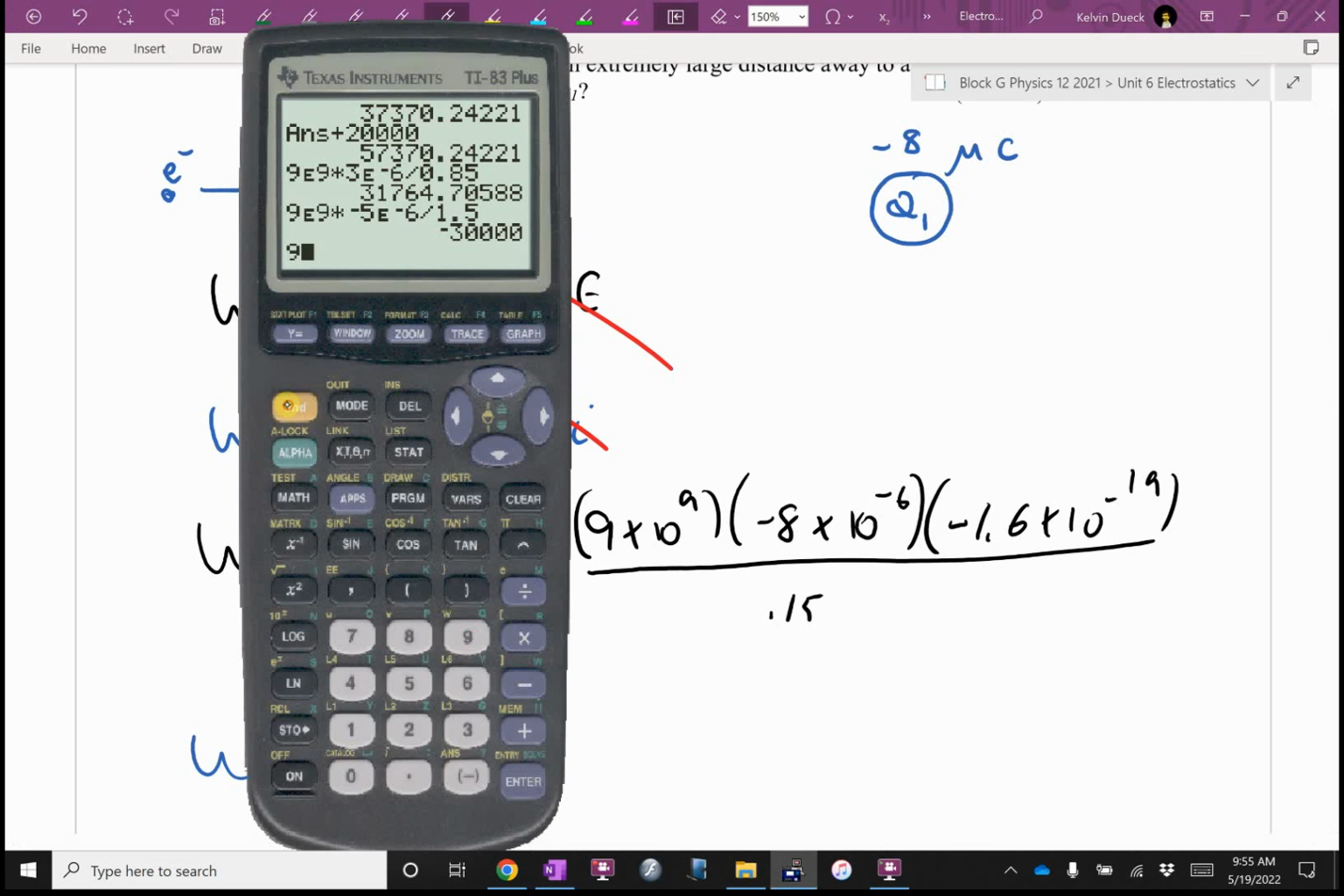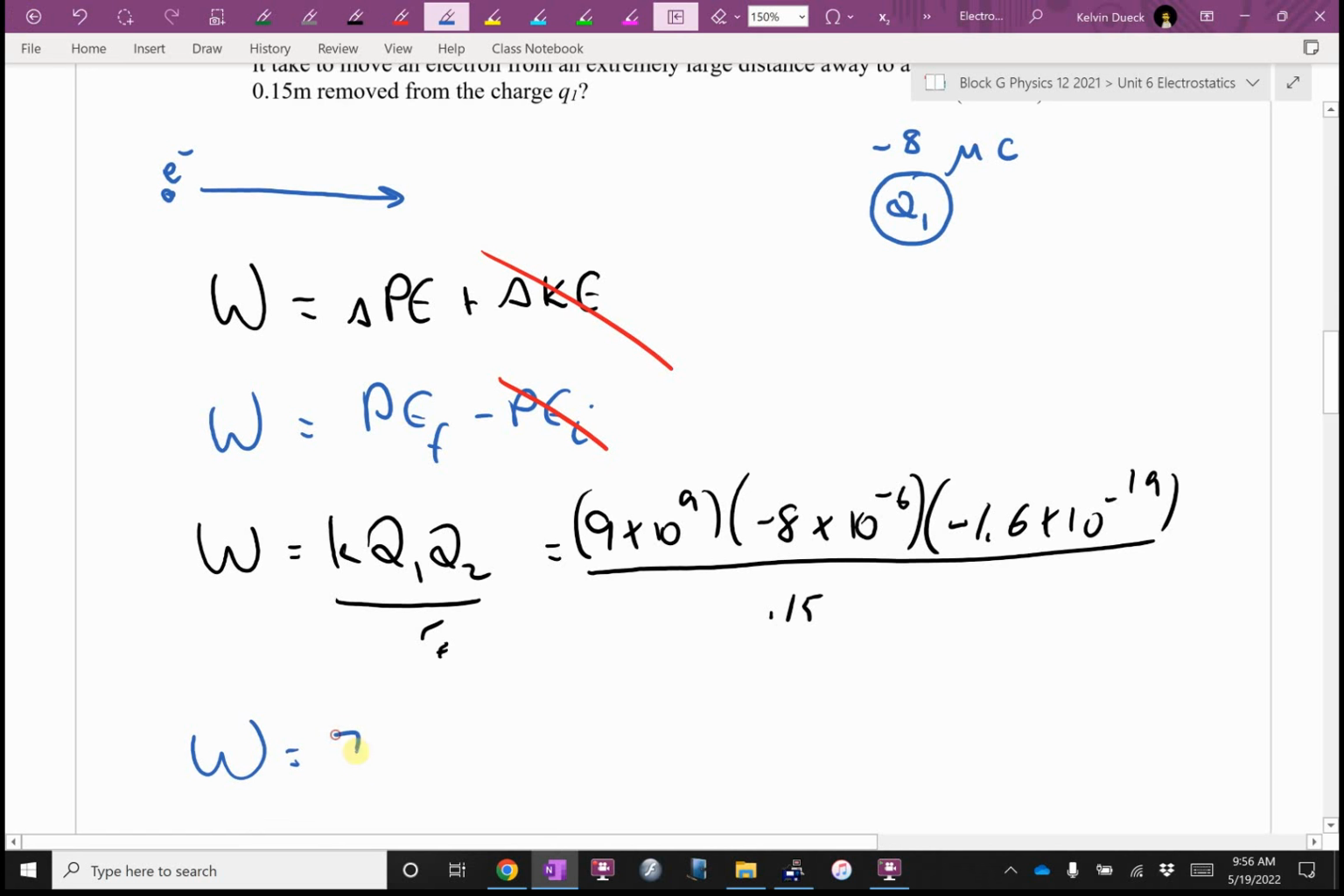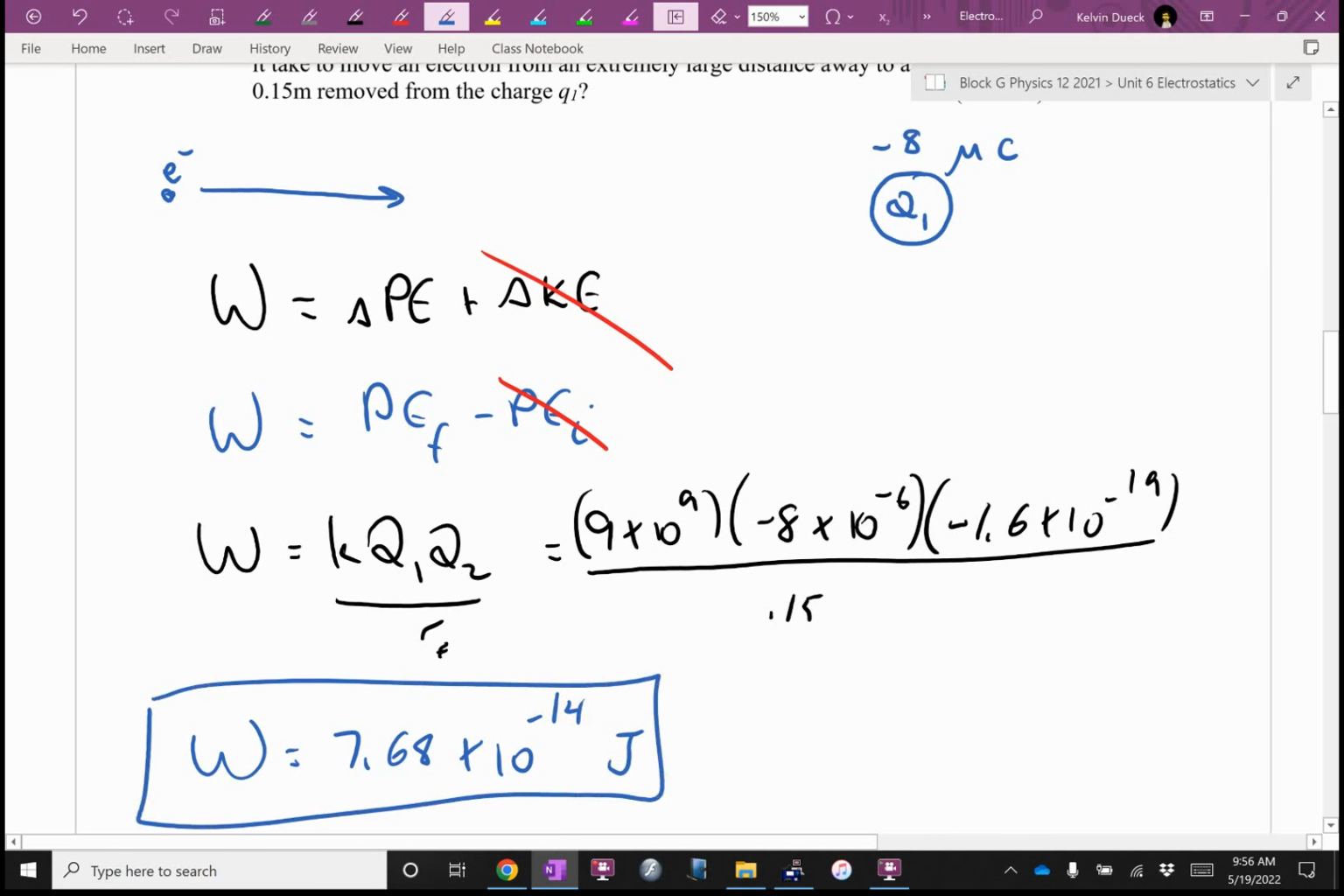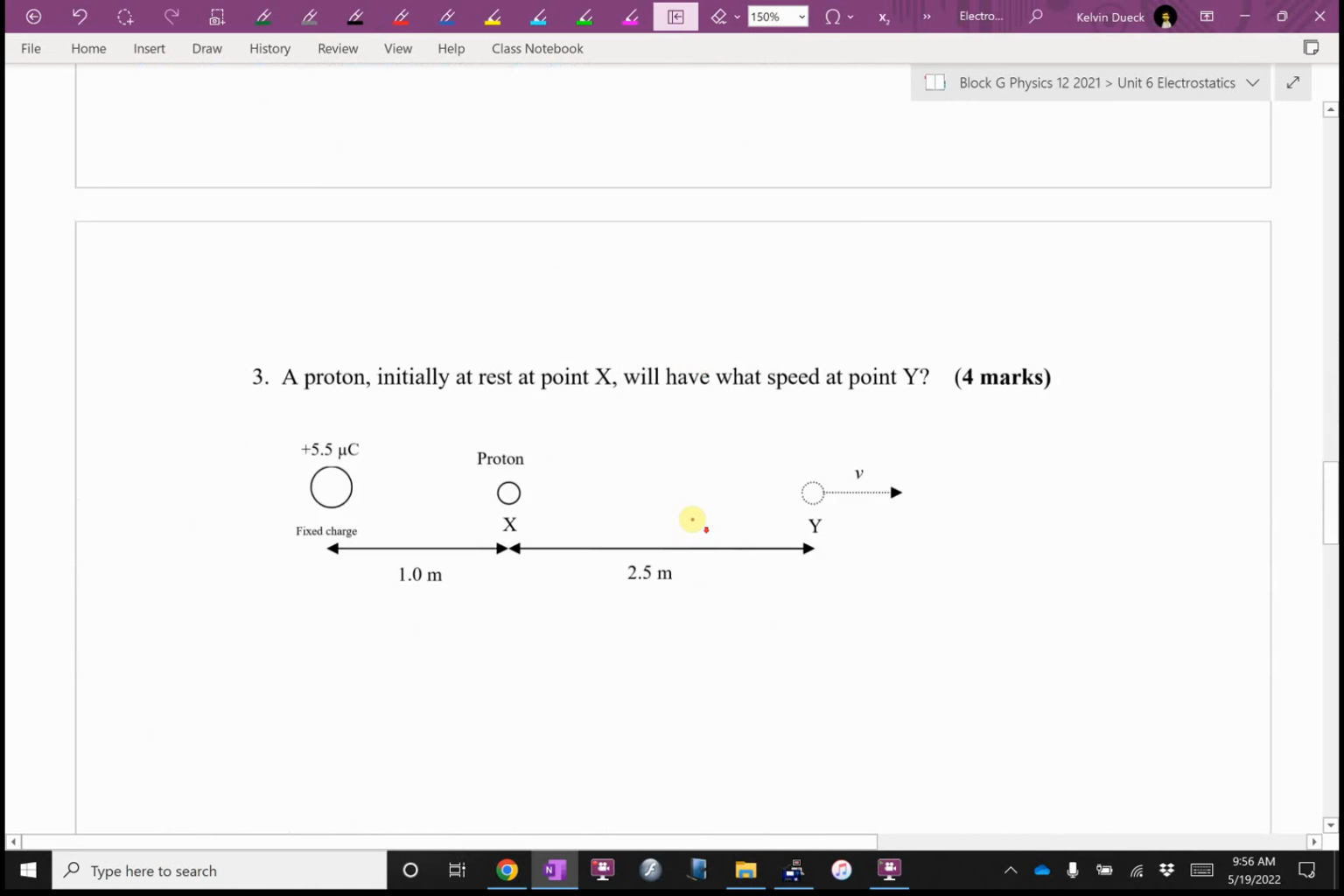It's going to be 9 times 10 to the 9th, negative 8 microcoulombs, negative 1.6 times 10 to the negative 19, divided by 0.15. Check for typos. That looks good. Did y'all get 7.68 times 10 to negative 14 joules? I would give you 4 out of 4 for that. Otherwise, I would probably go something like 1 mark for that, 1 mark for that, 1 mark for the numbers, and 1 mark for the answer. Then I would turn the page.